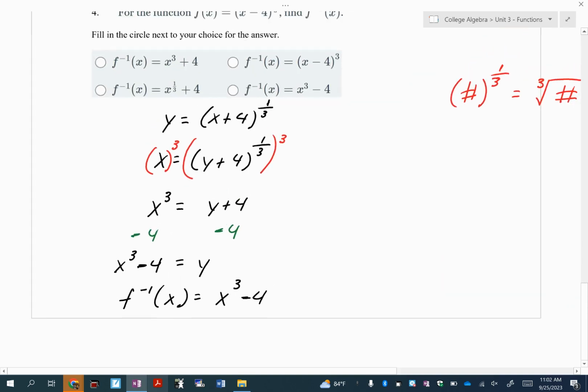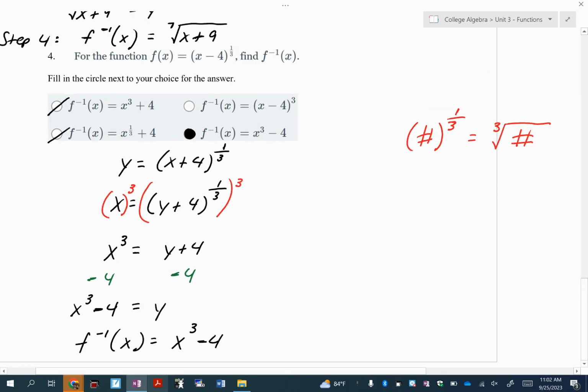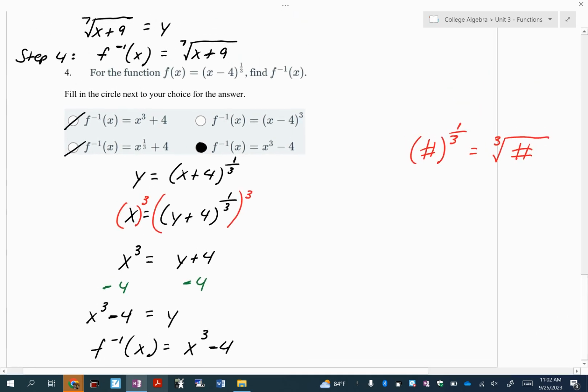So I'm looking for that for my solution. These both have positive, so not those. And this one here has the correct point at which the cube happens. It's just cubing the x, not the 4 as well. All right, so that's how you do the inverses. Don't forget to practice that on Delta Math, and good luck on your test.